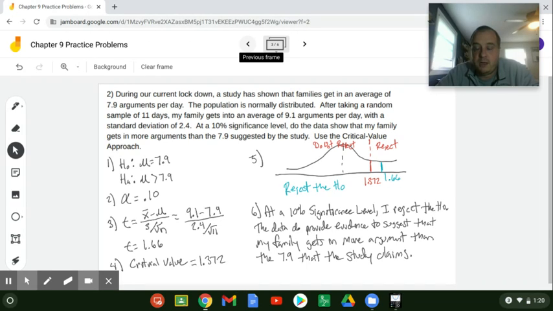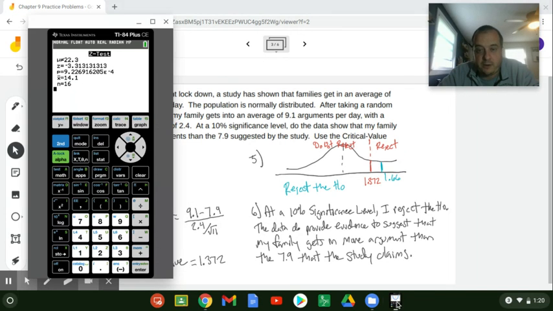Now, I could also do this on the calculator if I didn't want to do all of this out by hand. On the calculator, I go to stat, over to tests, and this is going to be a t-test, not a z-test, so I would choose t-test. I'm going to input all my data. My mean was 7.9, that's my population mean. My sample mean was 9.1. My sample standard deviation was 2.4. My sample size n was 11. I'm talking about this being greater than, so I scroll down and choose greater than, then go down and hit calculate.